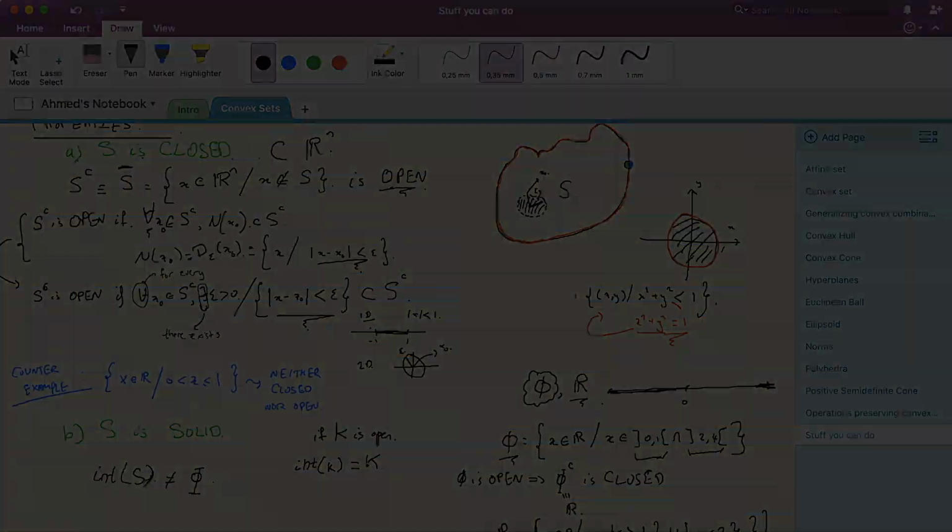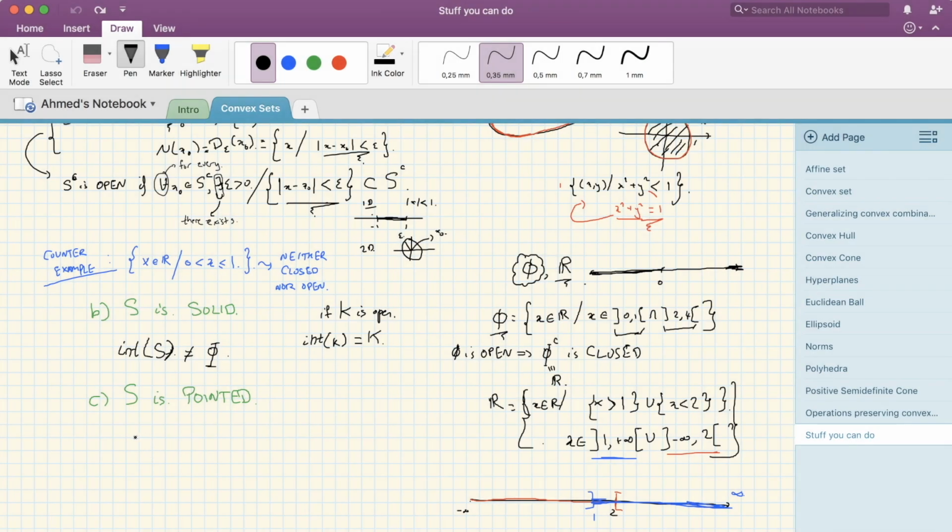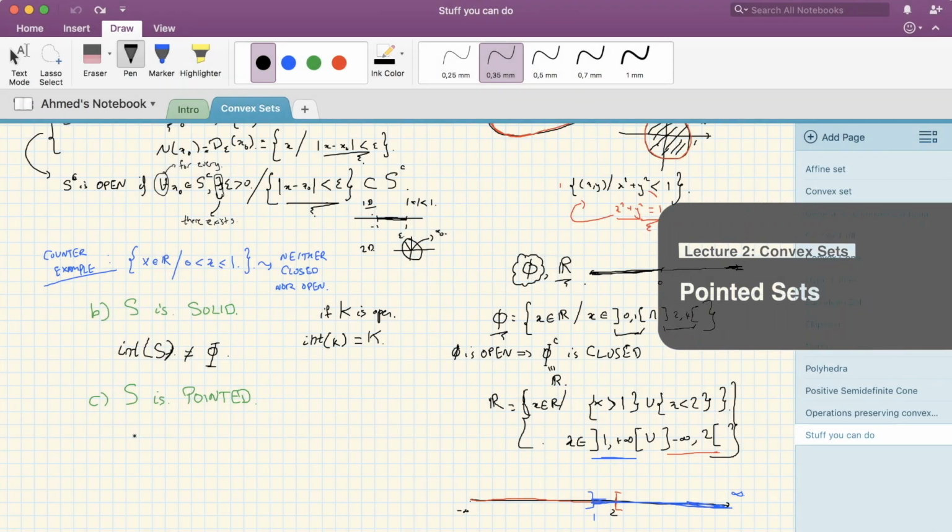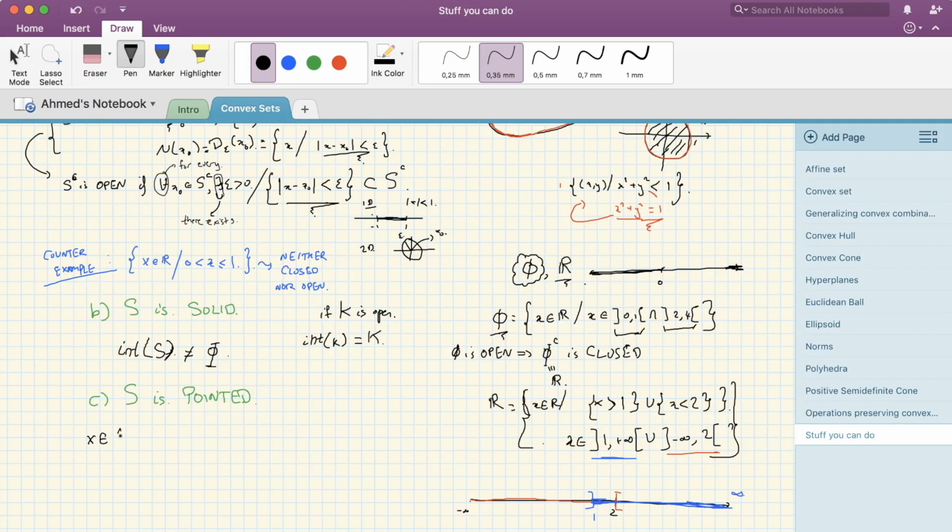Okay, so that's it for solid. Now we need the property that S is pointed. And what does pointed mean? It means that if you grab a point x in S such that its negative is also in S, then x has to be 0. And what that basically means is that S contains no line. So if you grab a point and its inverse that both belong to S, it has to be the 0 vector.